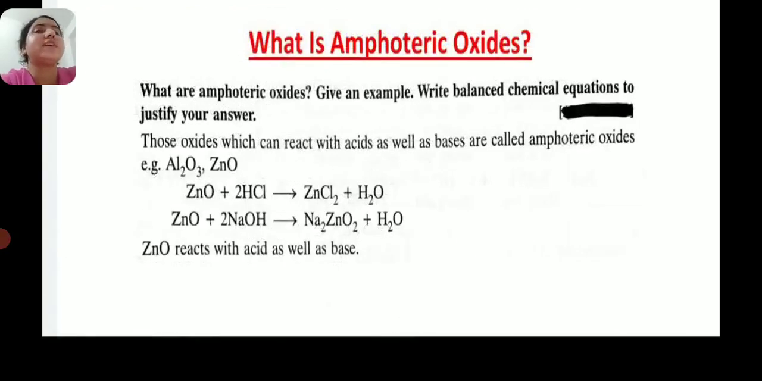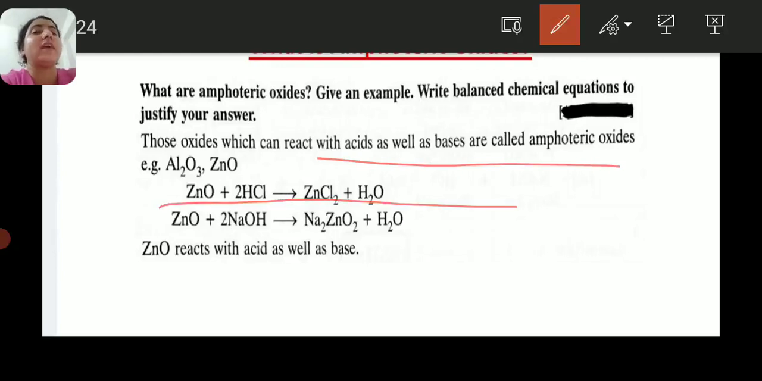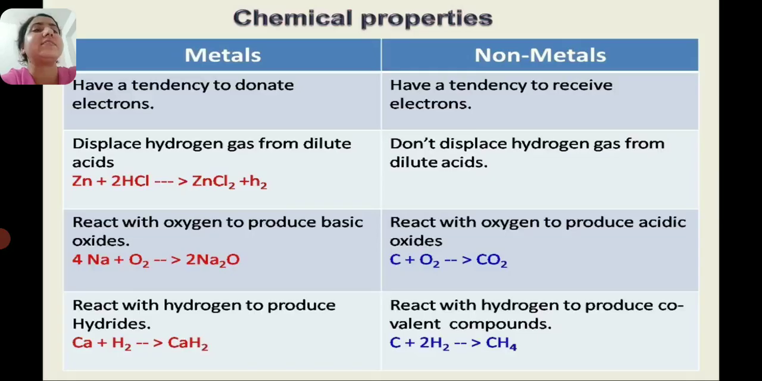What is an amphoteric oxide? Amphoteric oxides are oxides that can react with acids as well as with bases. For example, aluminum oxide and zinc oxide. ZnO plus 2HCl gives ZnCl2 plus H2O, zinc chloride. ZnO plus 2NaOH gives Na2ZnO2 plus H2O, sodium zincate. This is hydrochloric acid and this is sodium hydroxide. So zinc oxide is amphoteric because it can react with acids and with bases.